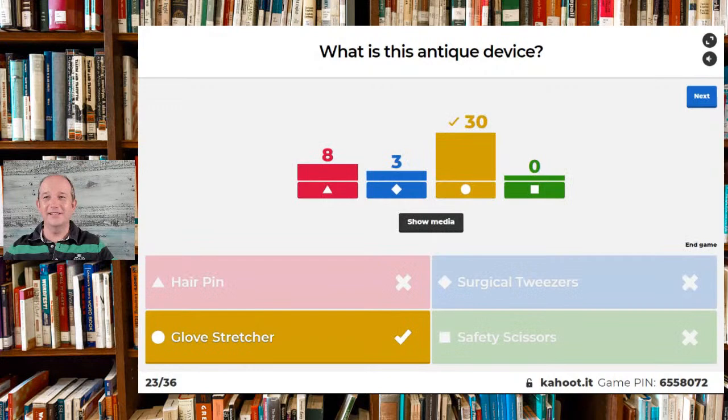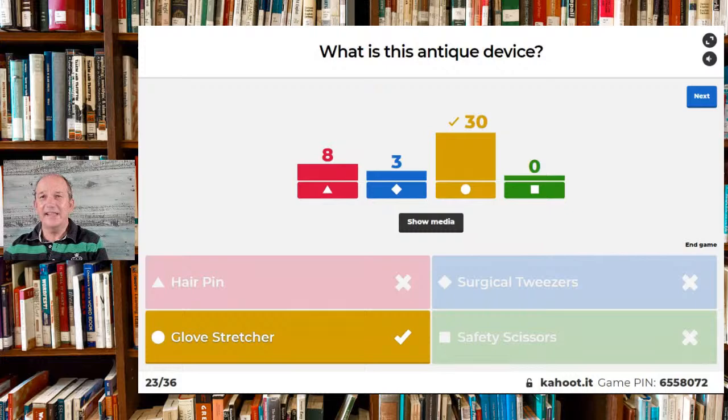And the correct answer is, it's a glove stretcher, believe it or not. It's for stretching the fingers of ladies' gloves, which are always meant to be really tight. 30 of you getting that one right. So either very good guessing, or you know things that you don't have a right to know, basically. So I'm not sure what to say about that.